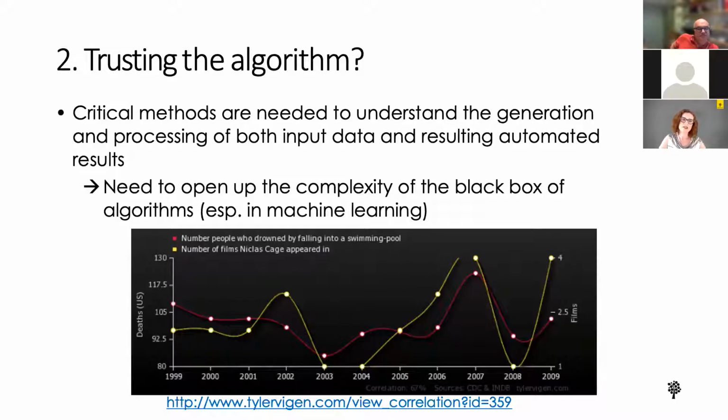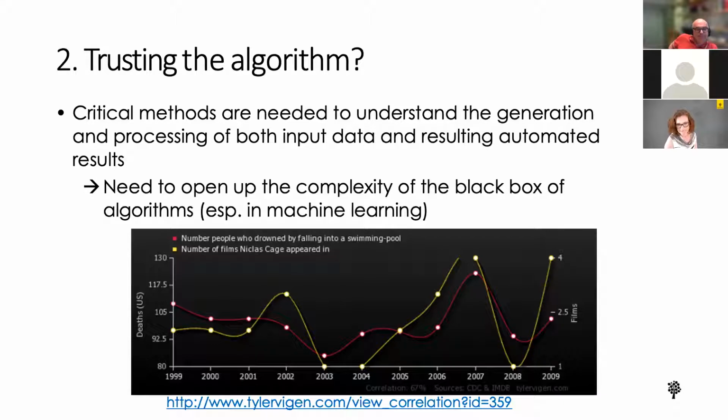Also, how much can we really trust the algorithms? We really need critical methods to understand both how the data are generated and processed, both the input data as well as the resulting results. We really need to open up the complexity of the black box of algorithms, especially in machine learning. Because if we have string matching, as in the third approach, then it's easy to see why we were successful or unsuccessful. But with machine learning, often, especially with some algorithms, really the only way to improve the output is to increase training documents. But how really the different factors come into interplay is hard to see.